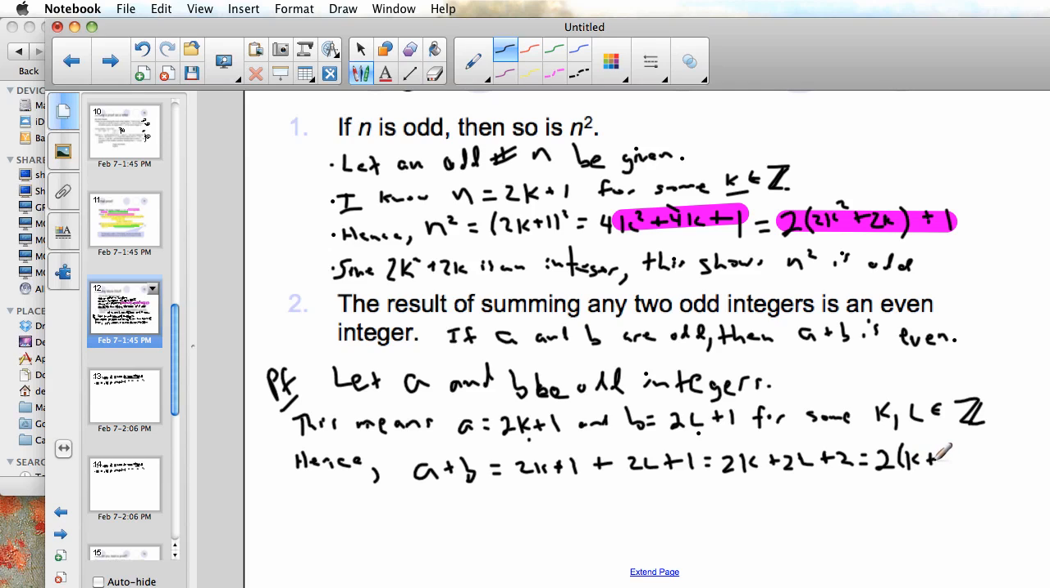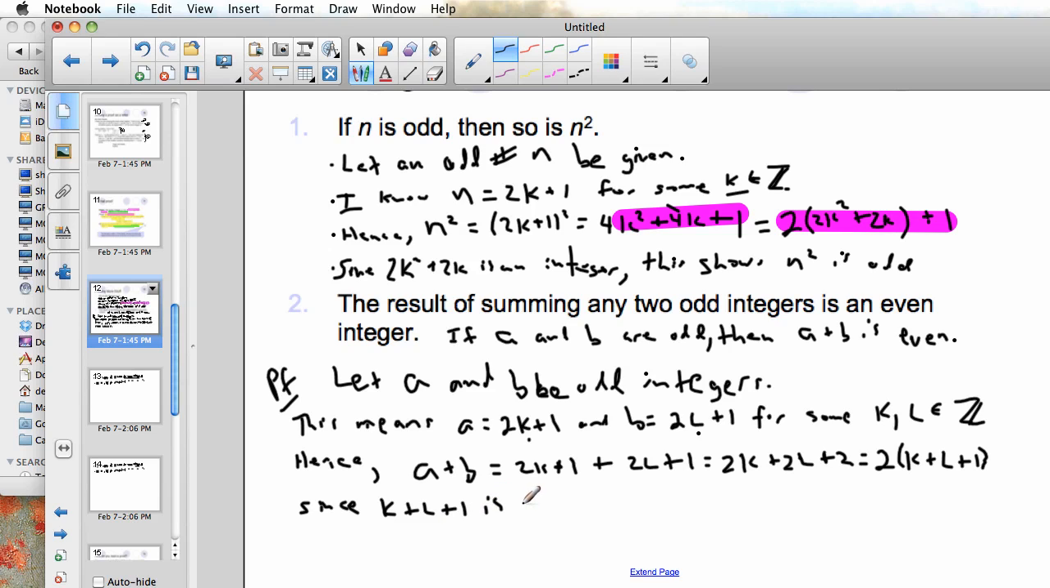But yes, I can write this as 2 times K plus L plus 1. And that really is 2 times a whole number. Again, the only reason I know that the stuff in parentheses is a whole number is because I know that K and L are whole numbers. And I'm using, again, the fact that when you add whole numbers, the result is a whole number.